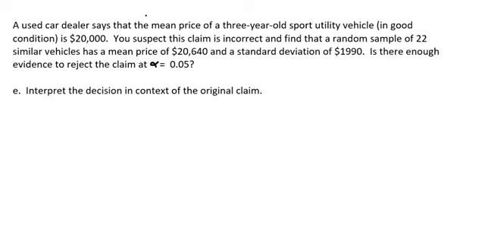Part E, interpret the decision in context of the original claim. Let's look at the question again that's asked in my problem. It says, is there enough evidence to reject the claim at alpha equals 0.05? Since we failed to reject the null hypothesis, we would say that there is not enough evidence to reject the claim.